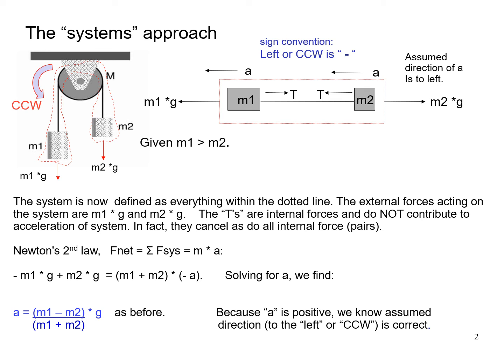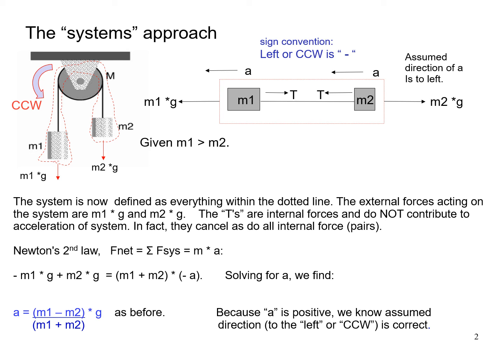Now, we can readily solve for a. This is the beauty of the systems approach. It makes the algebra very straightforward and allows the acceleration to be solved quickly. And we see that we have the exact same solution as we had in video 3, where the numerator is m1 minus m2. Since m1 is assumed to be larger than m2, the numerator is positive, and therefore the sign of the net acceleration is also positive. That means that our assumed directions to the left or counterclockwise in a rotation sense were correct.